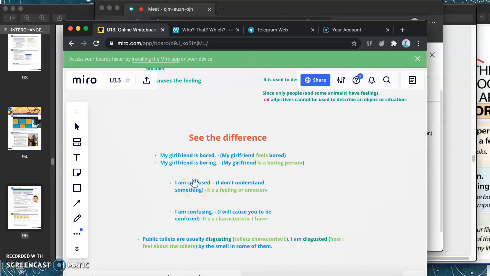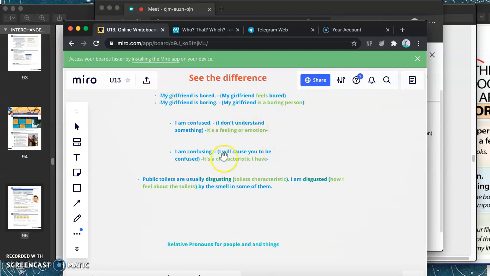It's different from I am confused because if I say I am confused, it's because right now I am feeling confused. But if I am confusing, it's because I am a person, that's my characteristic, that makes you feel confused, that will cause you to be confused.